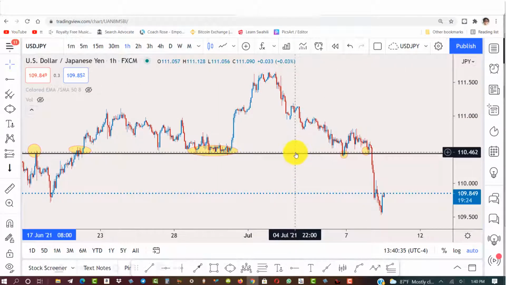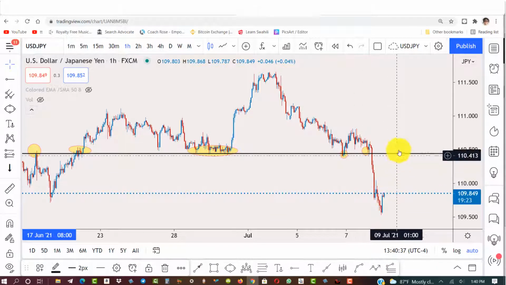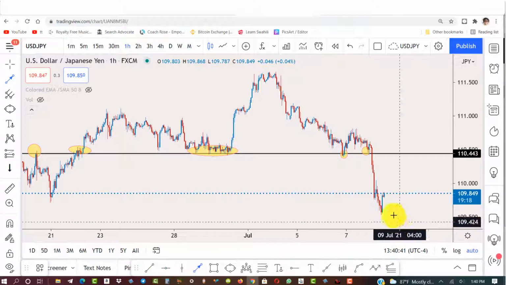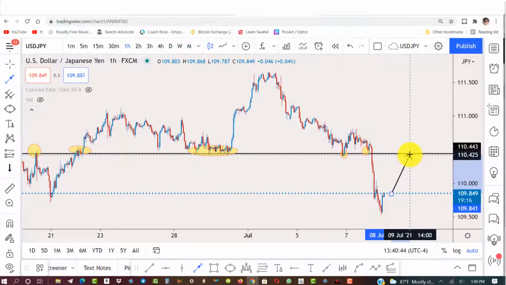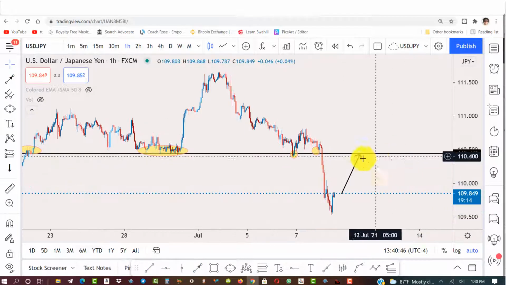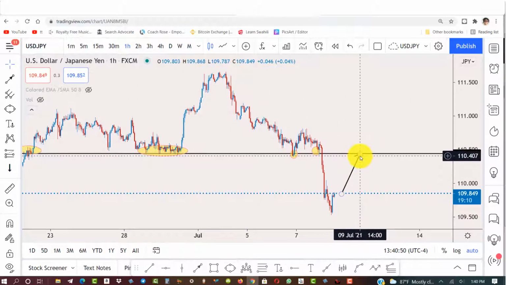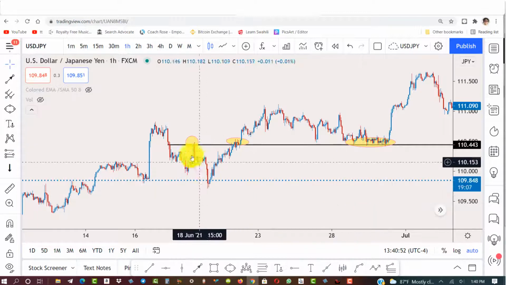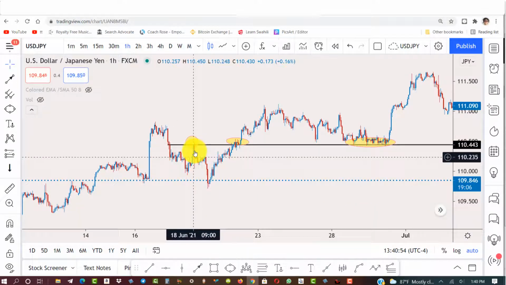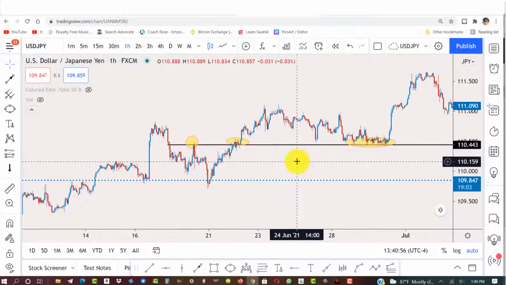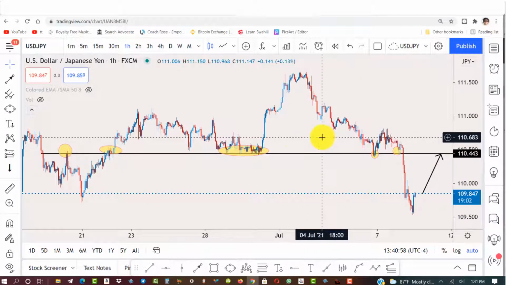Now this zone here has turned into resistance again. So when price starts pushing up over here, we are going to expect this to be our new resistance. Even though previously it was support, now it is the new resistance. And you can see over here that same zone was acting as resistance over here. So that is a strong zone when you are trading.